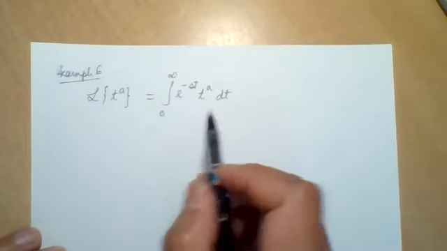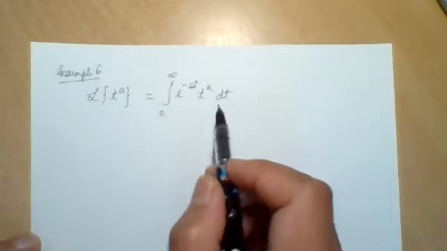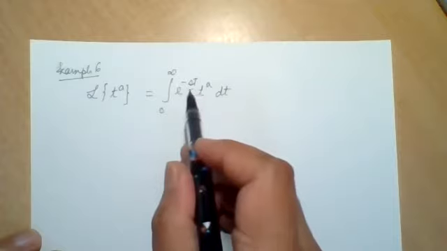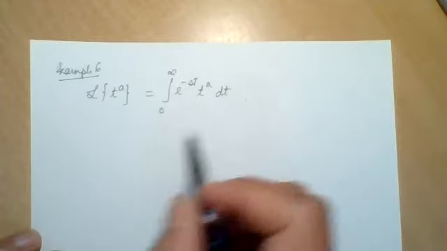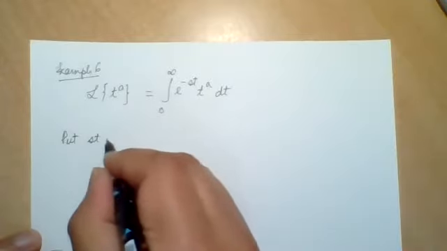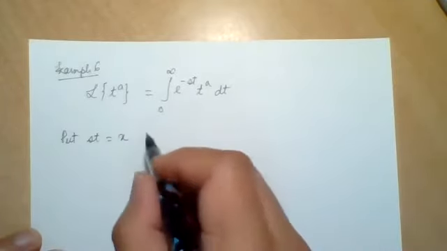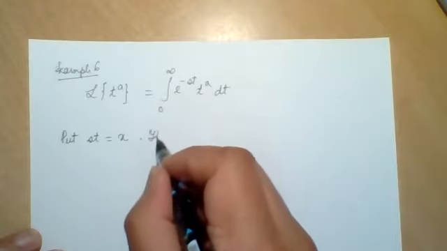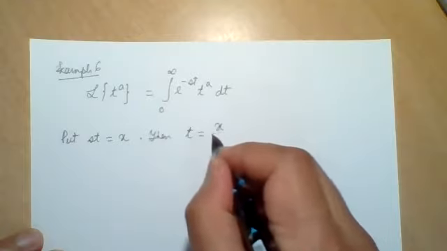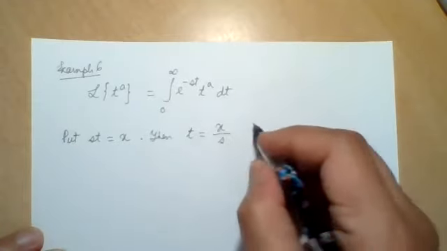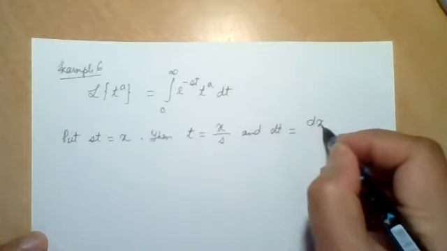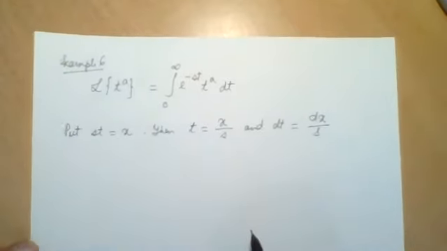To solve this, we convert this to a gamma function. To convert this to a gamma function, what do we do? We substitute st equal to some variable x. So let us put st equal to x, where x is some variable. Then t is equal to x by s, and dt is equal to dx divided by s.